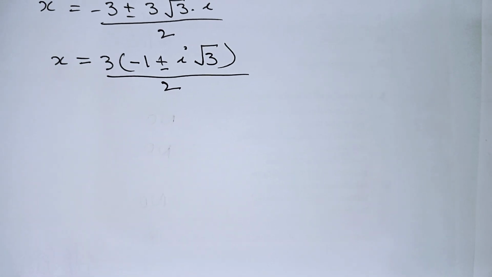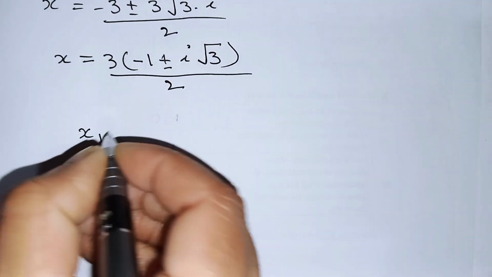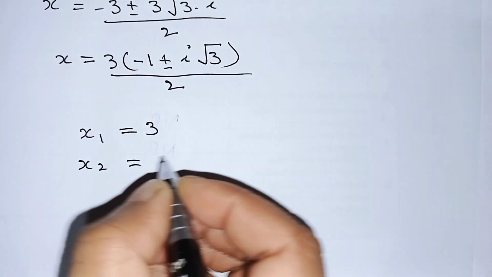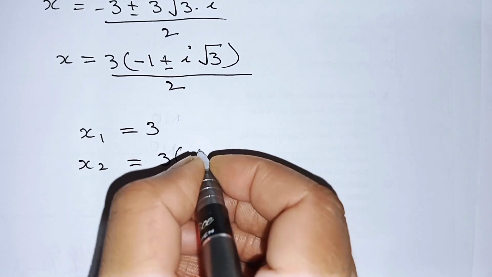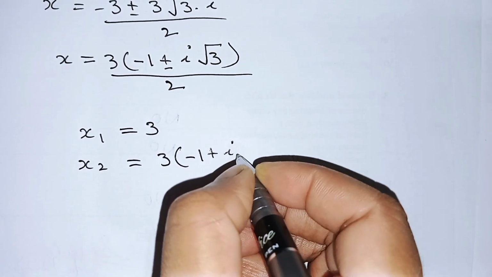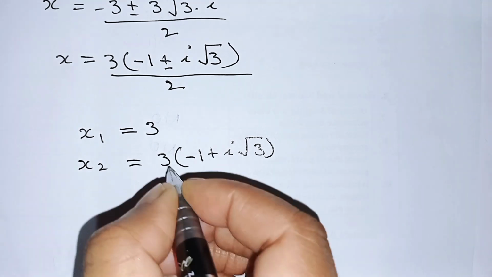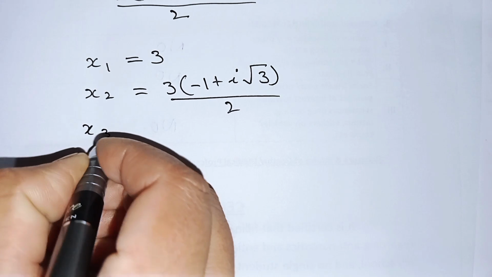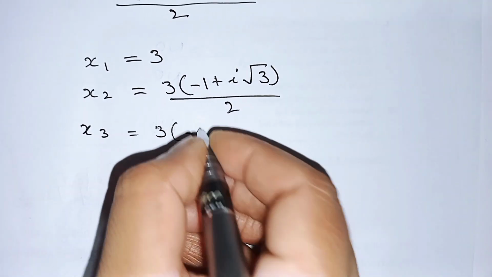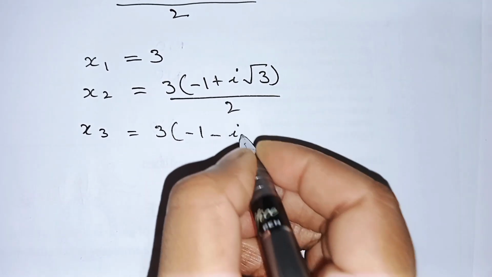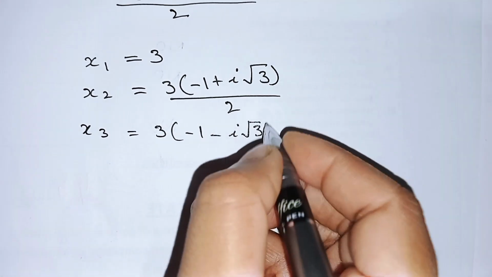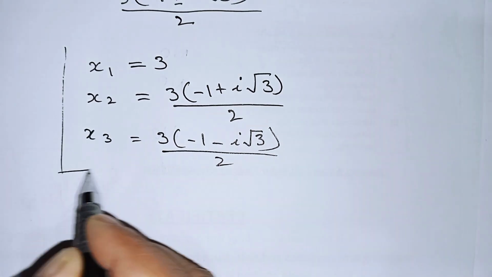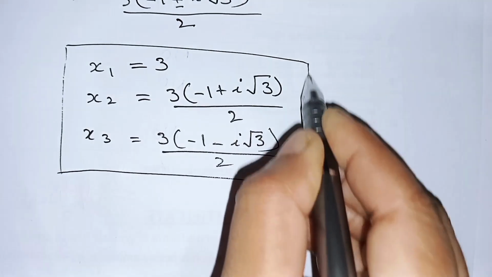And now here it is, we find the three values of x. The first value of x is equal to 3 and the second value of x is equal to minus 3 plus i square root 3, over 2. And the third value of x is minus 3 minus i square root 3, over 2. And now here it is our three values of x and our final answer.